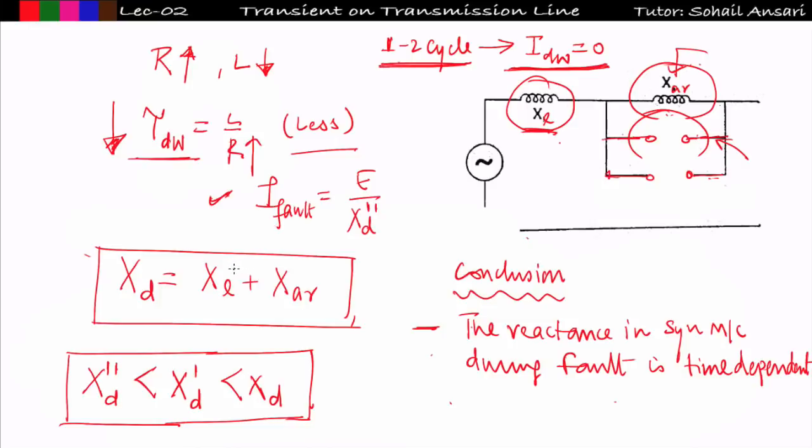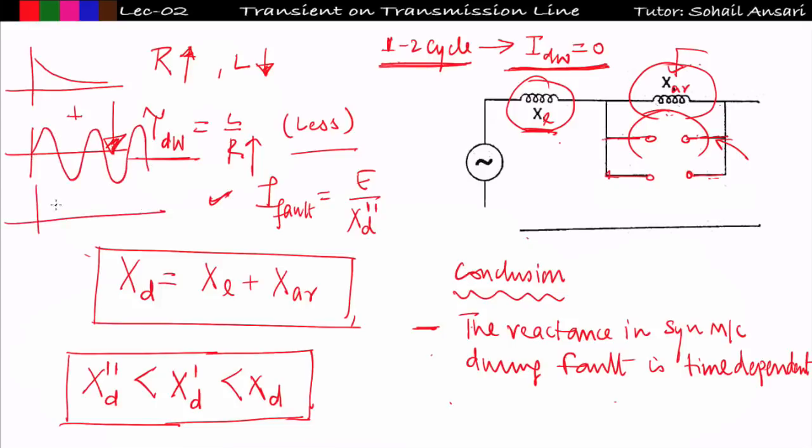So overall I can say that if you want to find the response in the synchronous machine, or the current equation in the synchronous machine, it will be the combination of transient current as well as steady state current. The transient current that we already saw in the transmission line in the previous lecture is exponentially decreasing, and the steady state current that I got in the RL circuit is something like this. If I add these two, I get the waveform that we saw in the previous lecture, something like this.